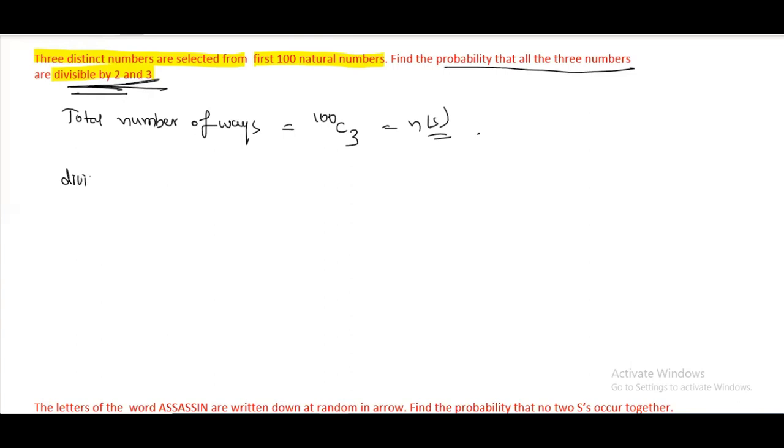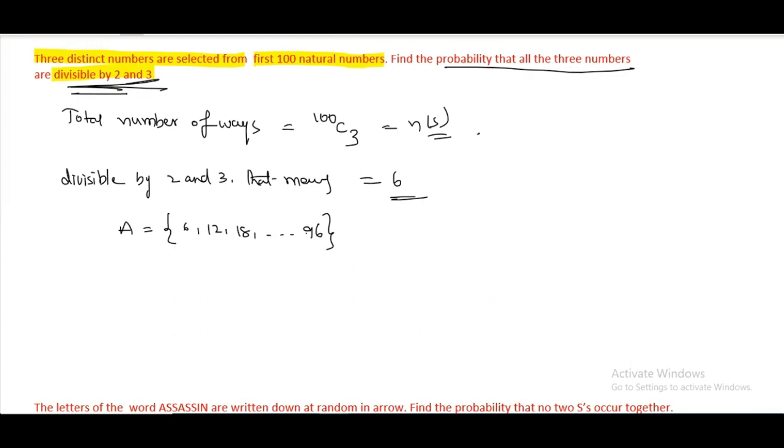So divisible by 2 and 3. That means the numbers should be divisible by 6 because LCM of 2 and 3 is 6. So what are the numbers from 1 to 100 which are divisible by 6? 6, 12, 18, like this, up to 96. So total number of numbers, n of A, is equal to 16. So 16 numbers are there which are divisible by 2 and 3.